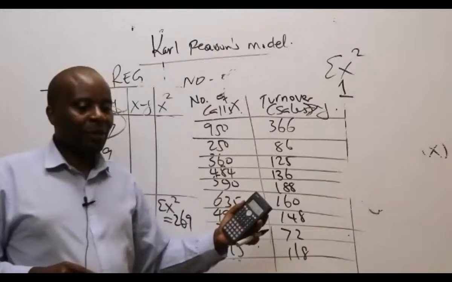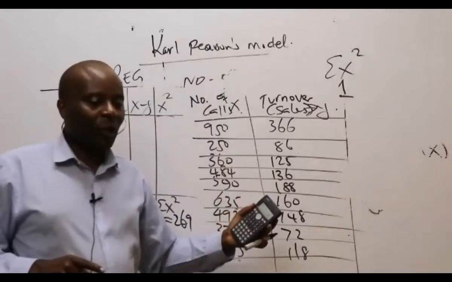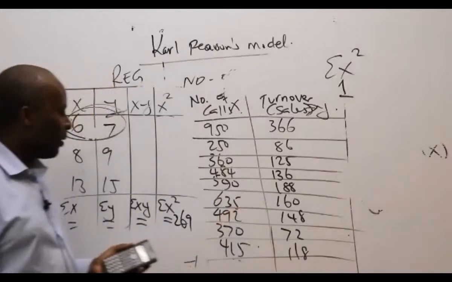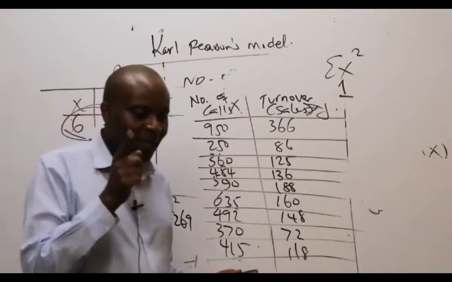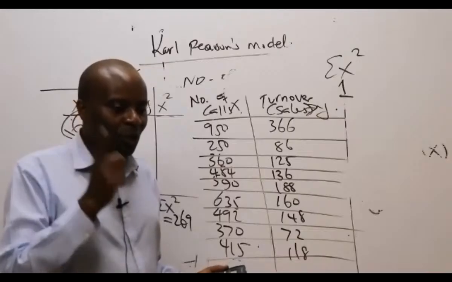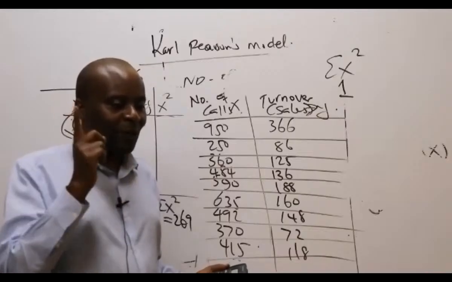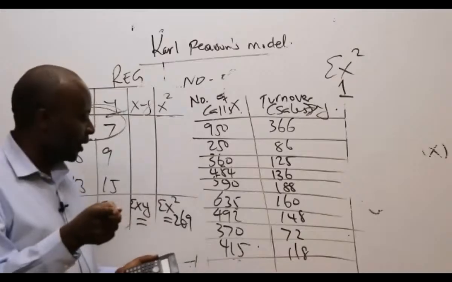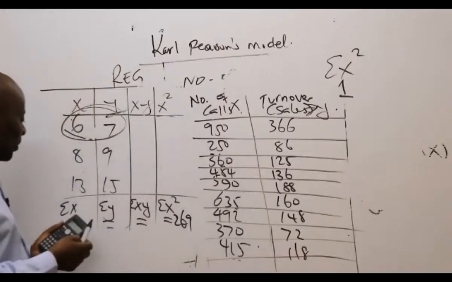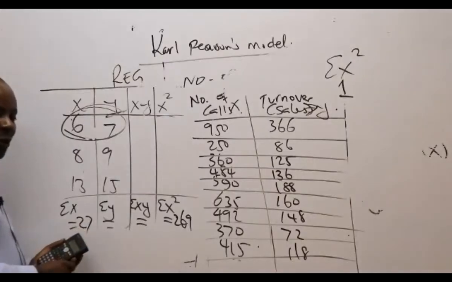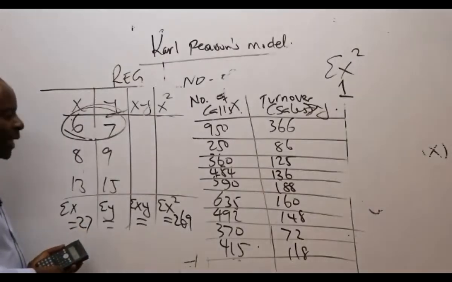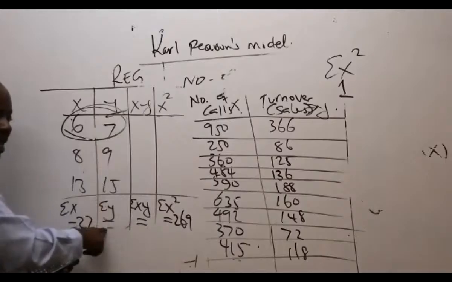James Areba tells me 27. Lillian tells me 27. So summation of x is 27. Now, using that concept, could you kindly try evaluating summation of y for me?